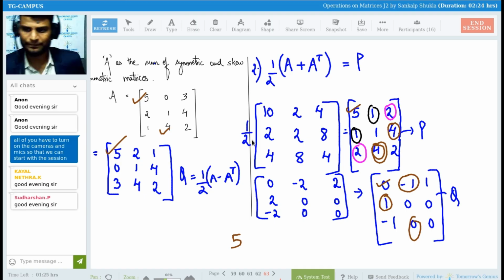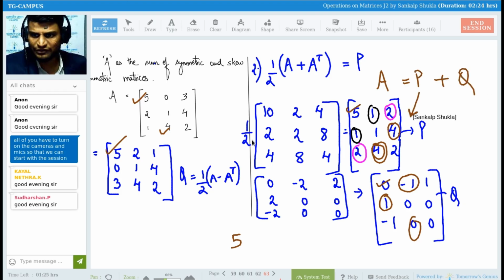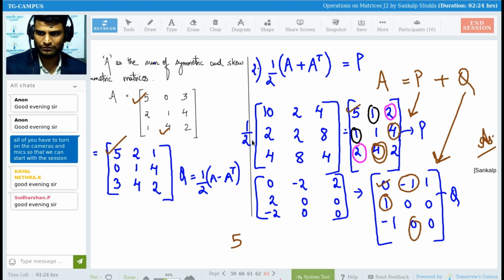So the answer is finally that A can be expressed in the form of P plus Q, where P is this matrix and Q is this matrix. So what is the motive of that question? You have to find the values of P and Q, and then you have to stop. So this is going to be the answer. And this is a question from the CBSE board. Each and every year this question appears.